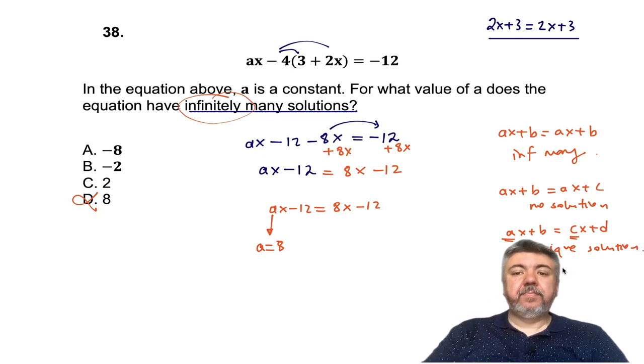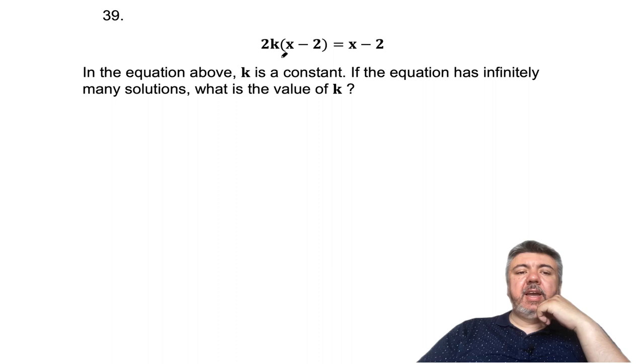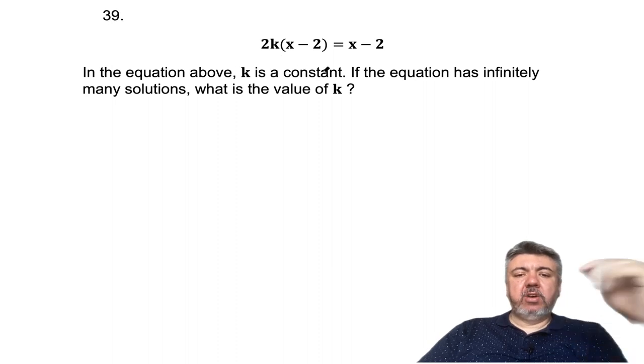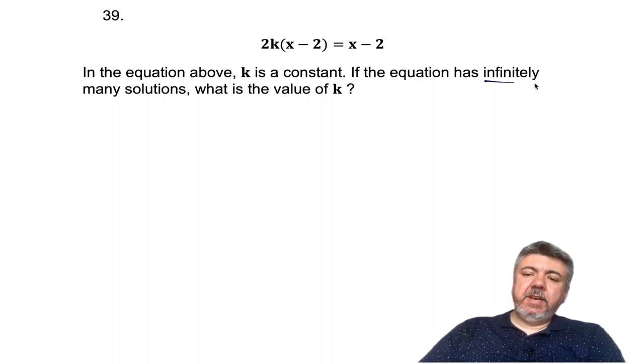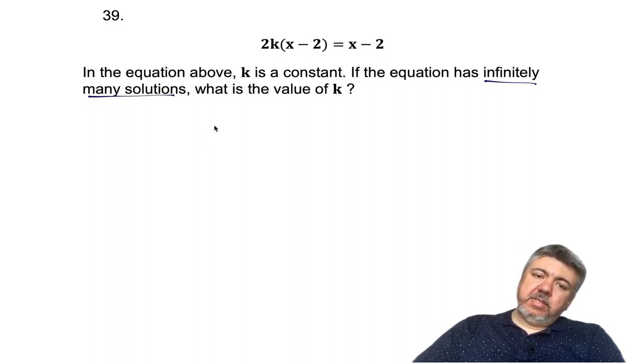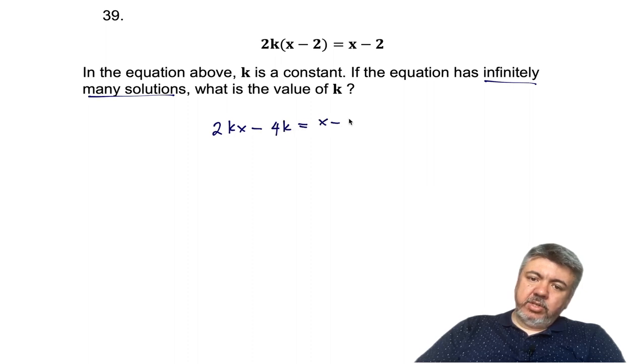That's the idea. Question 39. In the equation above, k is a constant. If the equation has infinitely many solutions, what is k? Let's expand it. 2kx minus 4k equals x minus 2.